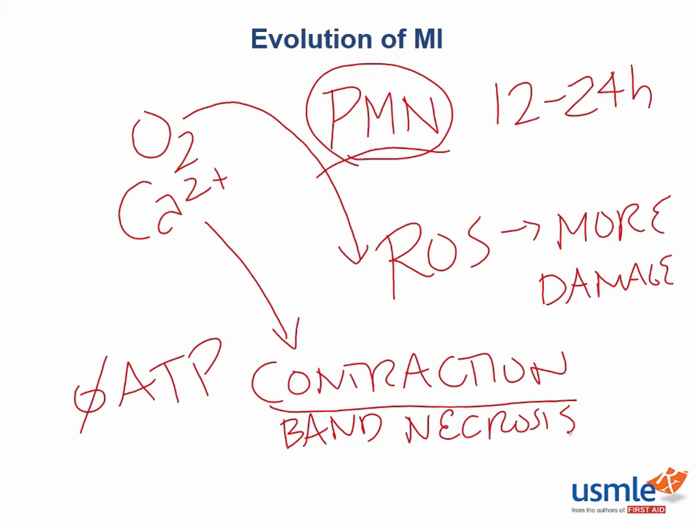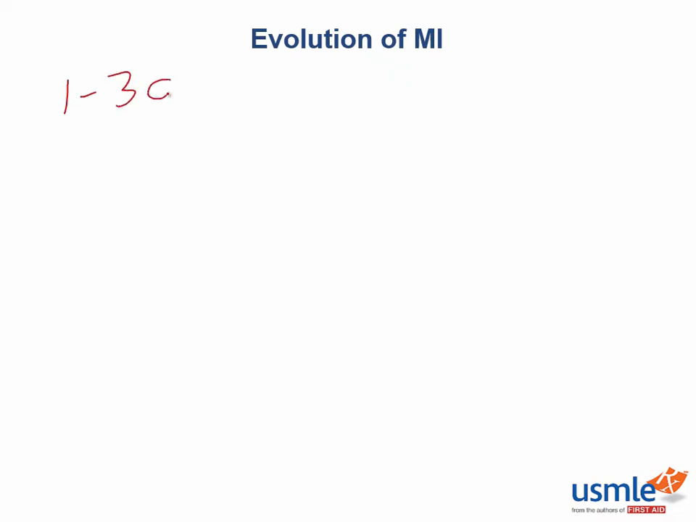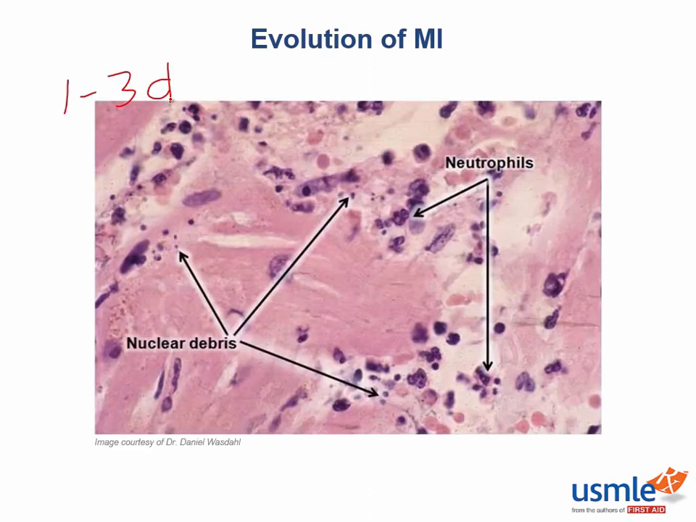Now, what about 1 to 3 days post-MI? At this point, we really start to see tons of neutrophils and necrotic debris. So here's an image showing us the acute inflammation with neutrophils and then the nuclear debris because the cells have died and spilled all their contents. The nuclear debris is from the dead myocytes, basically.